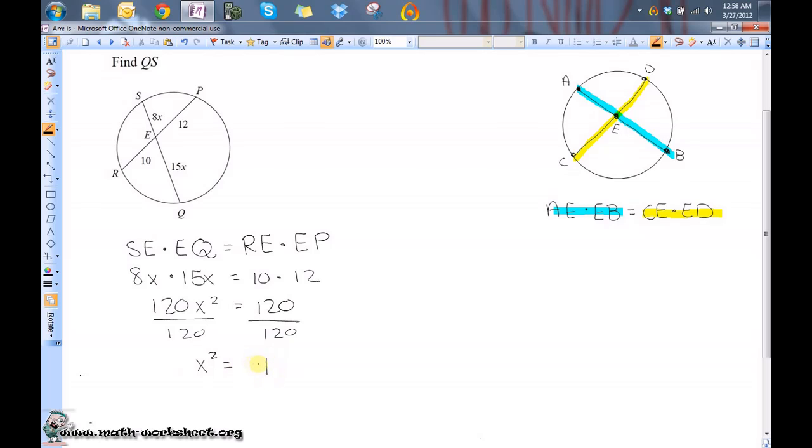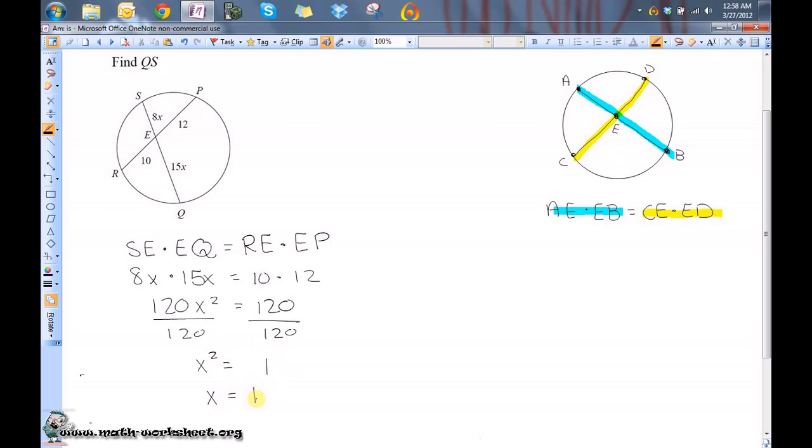But in this case, it doesn't make sense to have a negative 1, because if we were to put a negative 1 in here for x, that would make this negative 8. And it doesn't make sense to have a negative number as a length here, so that means x is just equal to the square root of 1, which is just 1.